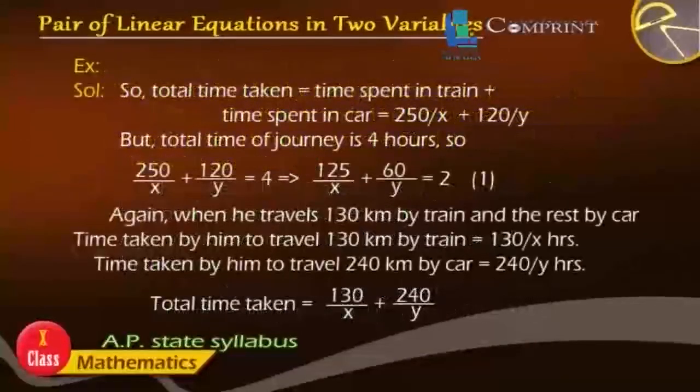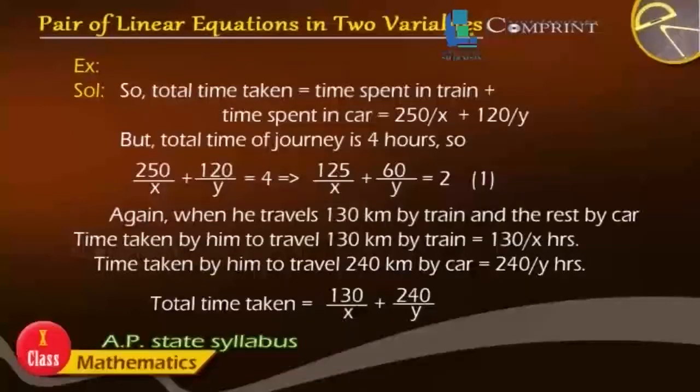So, total time taken is equal to time spent in train plus time spent in car, which is equal to 250 by x plus 120 by y. But total time of journey is 4 hours. So, 250 by x plus 120 by y is equal to 4, that is 125 by x plus 60 by y is equal to 2.